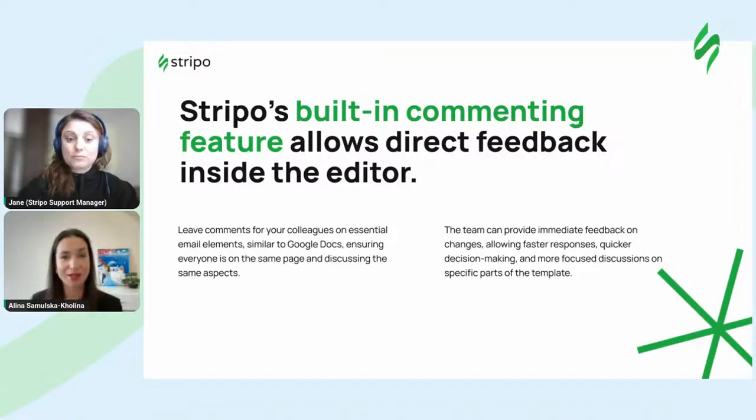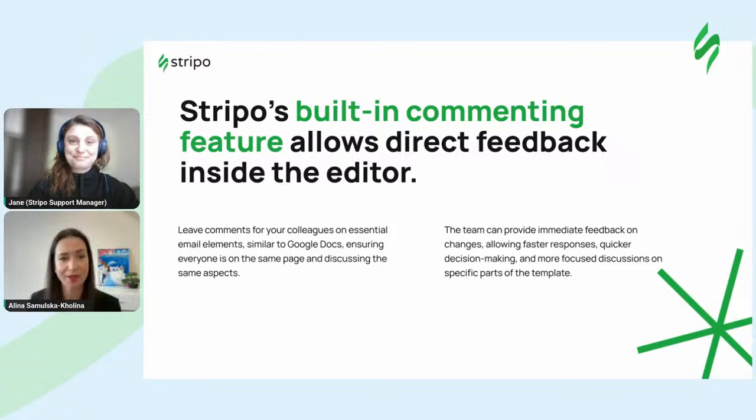Even after email is built, the work's not over. There is always someone who needs to review the copy, check the design, request changes, or give the final yes. And how does that usually go? Endless email threads, random Slack messages, feedback scattered across screenshots and forwarded messages. And nobody's quite sure what the latest version is or if all the edits have been made. We've all been there. That's why we added built-in commenting to Stripo.